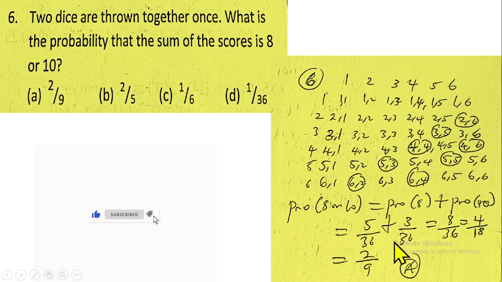So in this case you find the LCM, which gives us 5 plus 3 over 36, and 4 can go into 8 twice, and 4 into 36 nine times. So we have 2 over 9. And that means option A is the correct option for question number 6.